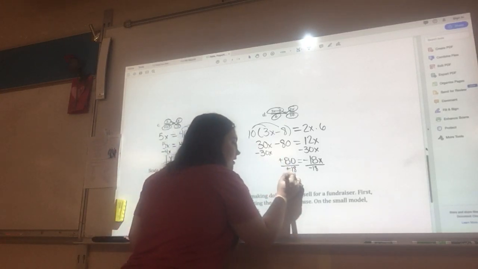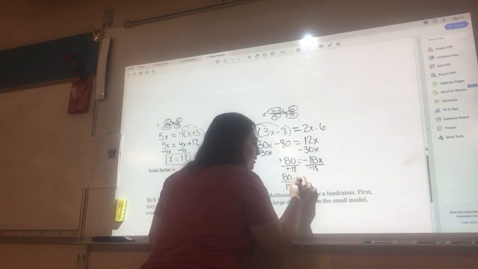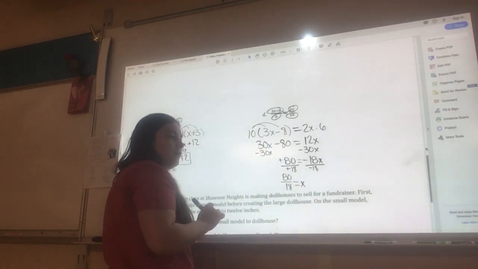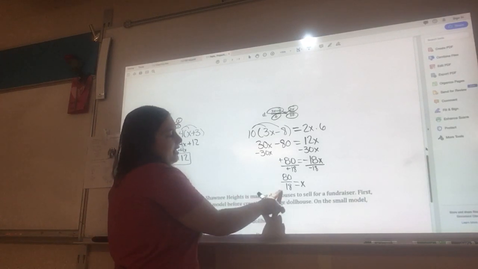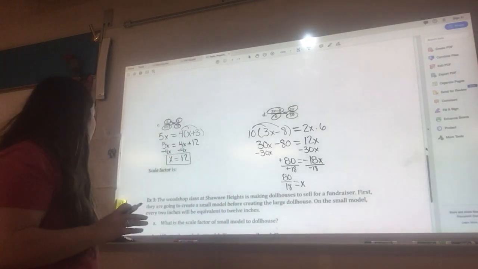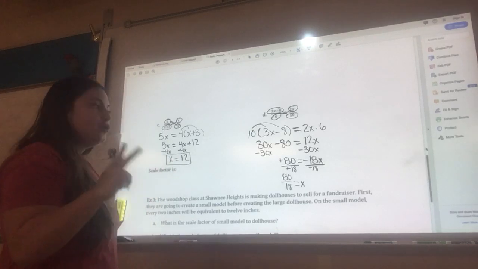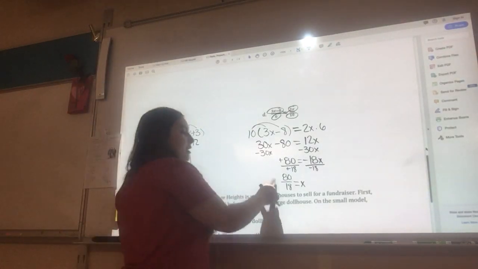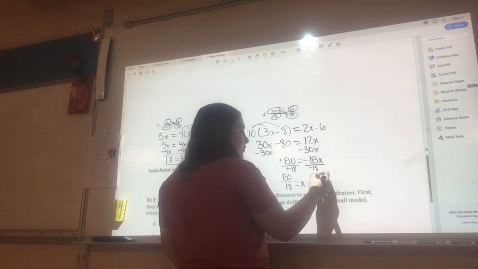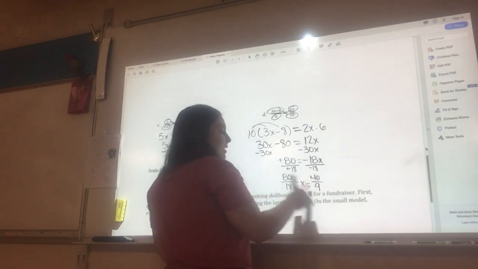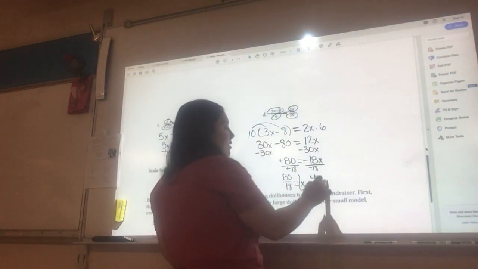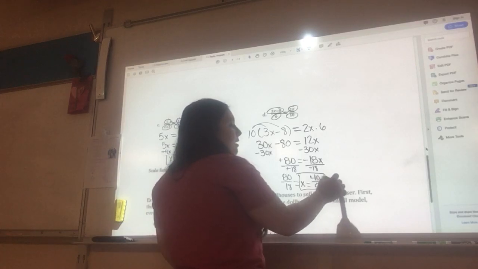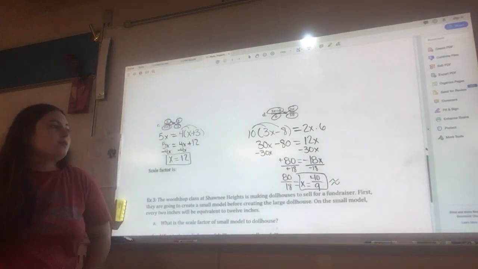80 over 18 is not immediately pretty. If you give it to me in decimal form, make sure you approximate. If not, you can see that 80 and 18 both have a factor of 2. So we're going to take 80, divide it by 2, and we get 40. We're going to take 18, divide by 2, and we get 9. 40 and 9 do not have any other factors in common, so your answer is 40 over 9. Again, you can give me an approximate. I do accept decimals, but it is not needed.